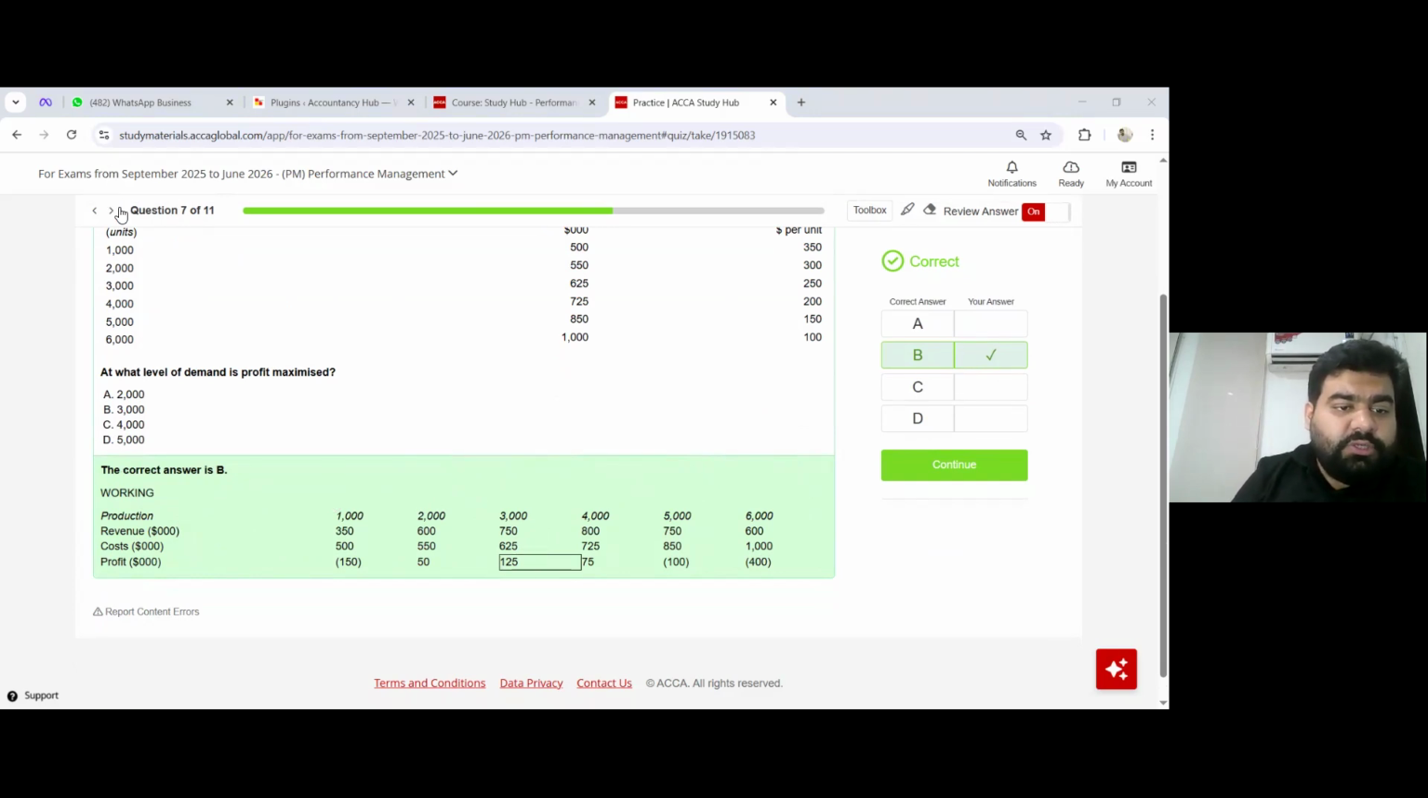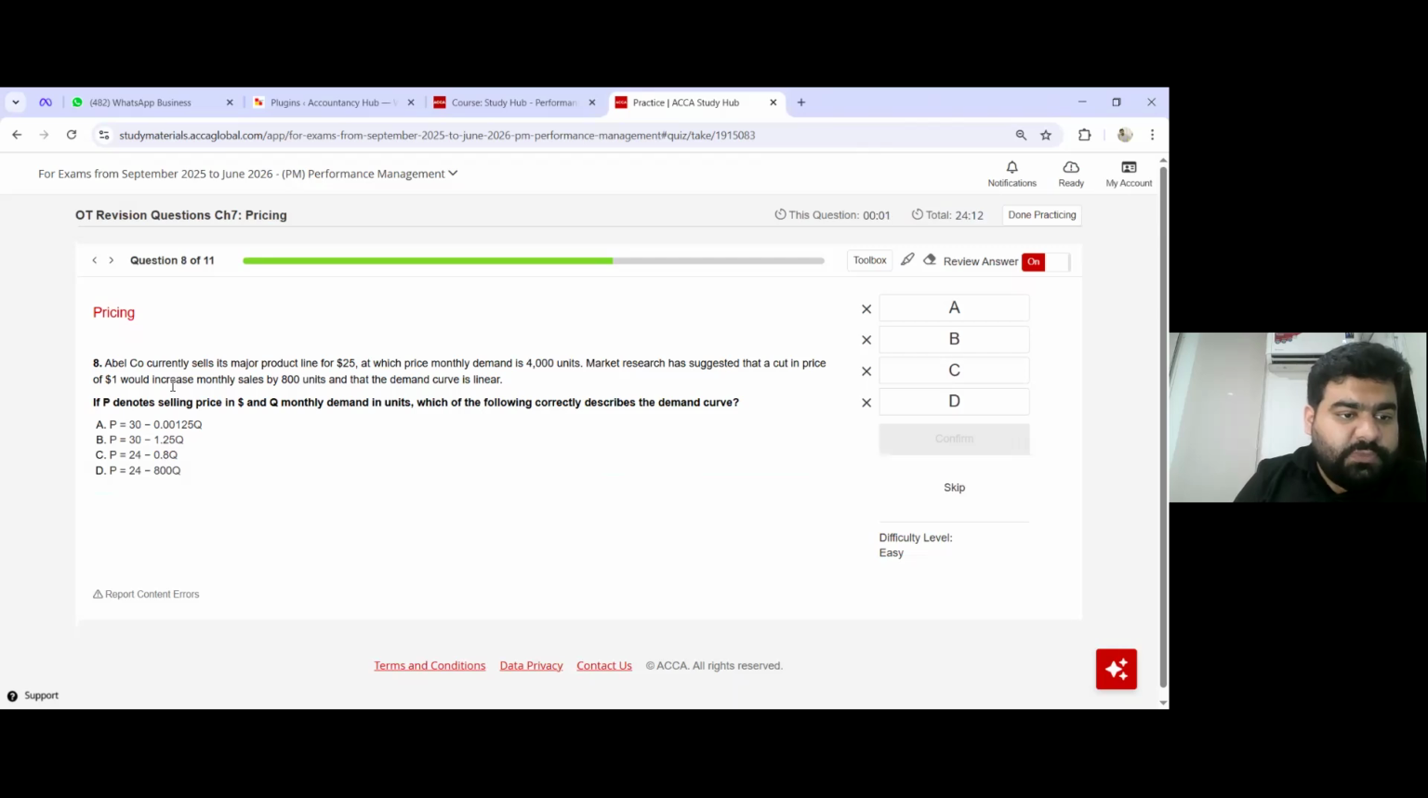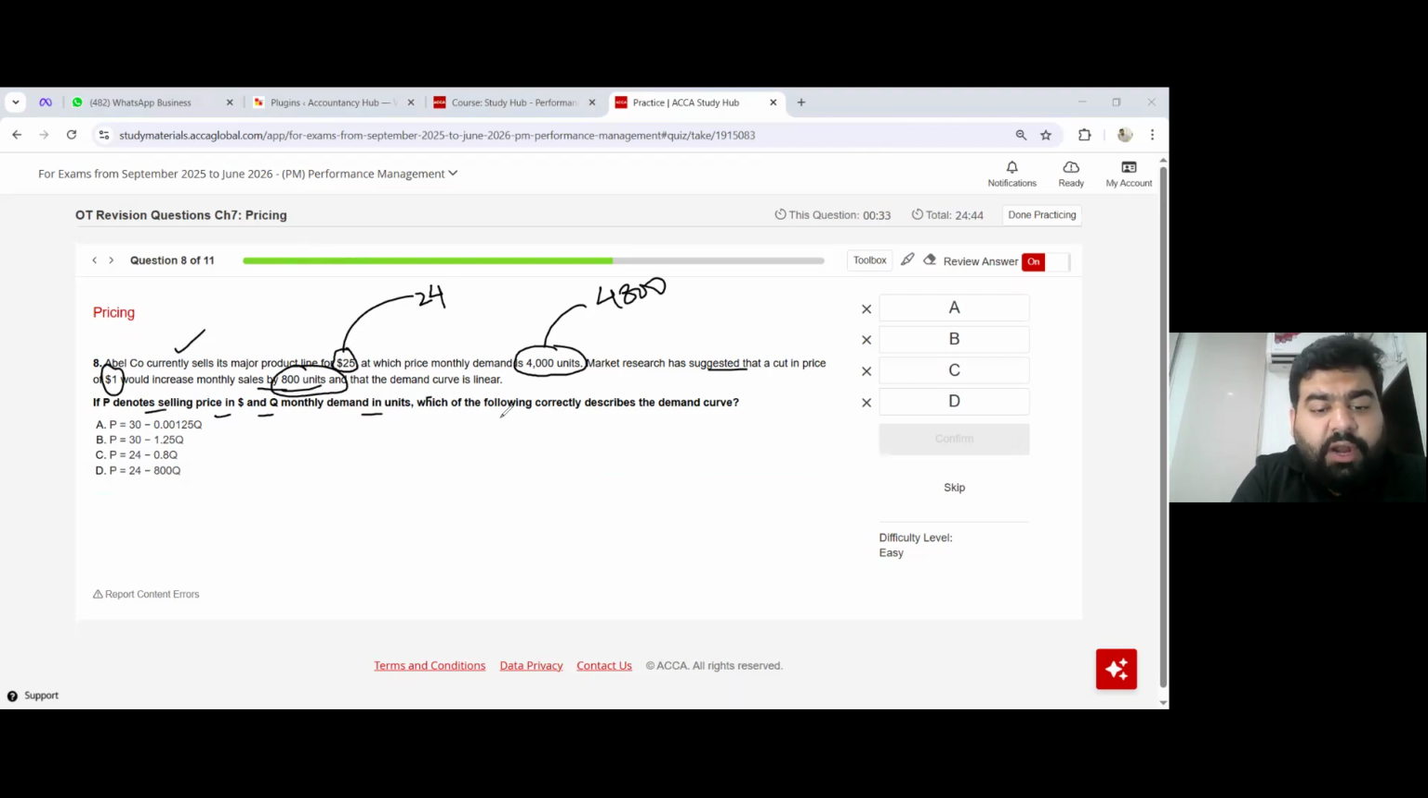After that, another question for pricing. Let us start this. A company currently sells its major product line for 25, at which demand is 4,000. Market research has suggested that a cut in the price of one would increase the sales by 800. So if they decrease the price from 25 to 24, the demand will go to 4,800, because demand will increase by 800, right? If P denotes the selling price and Q denotes the demand, what is the demand curve equation? Actually, we have to tell this equation.